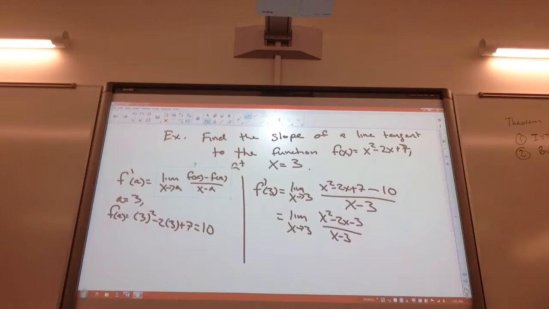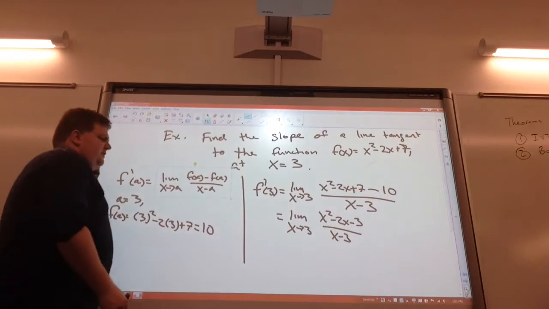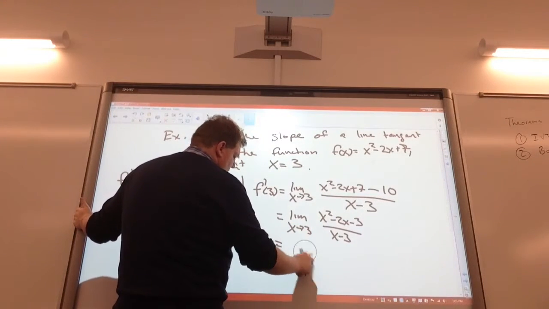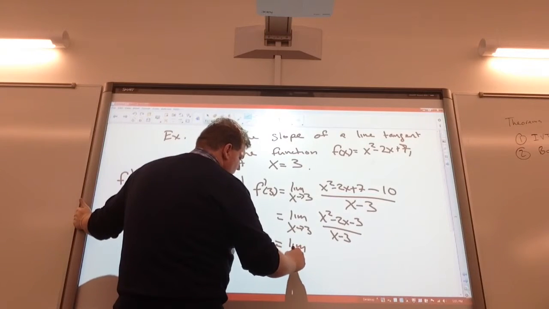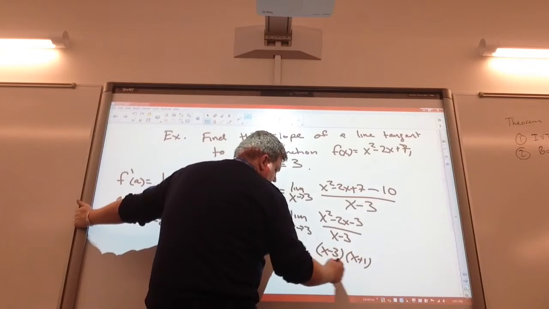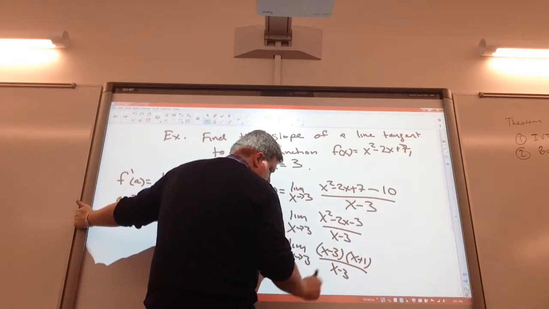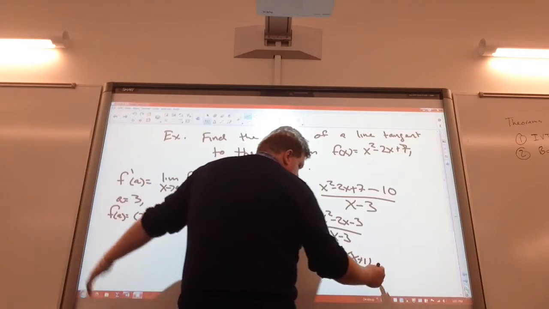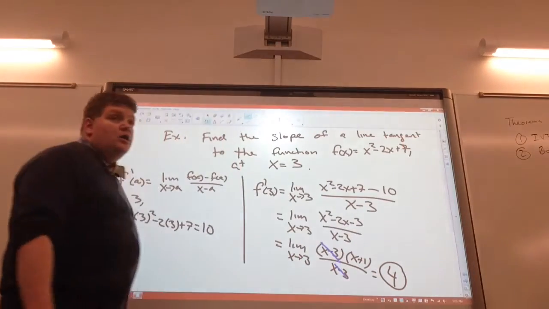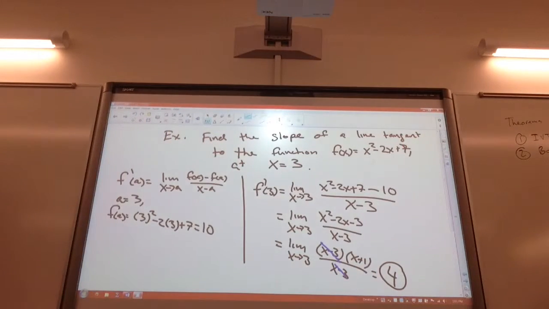We simplify, okay? And as we simplified, somebody already figured out it was x minus 3 times x plus 1 over x minus 3. Those x minus 3's obviously cancel, and now I can take this limit and get my answer as 4. So the slope of the line tangent to x squared minus 2x plus 7 when x is equal to 3 is 4.